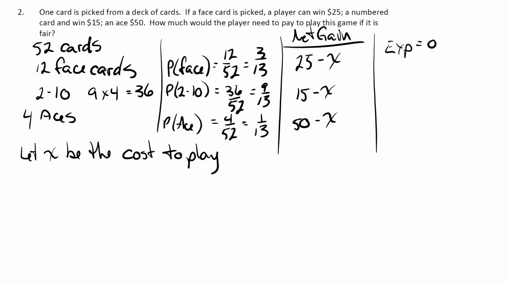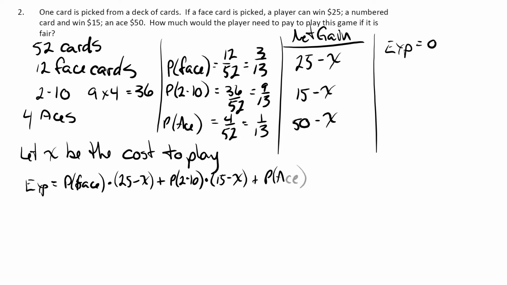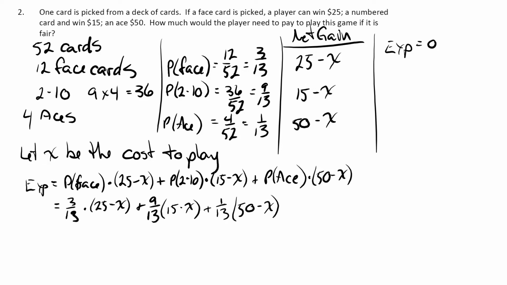Let's go ahead now and set up the equation for expectation. We've got the probability of a face card times the net gain, which is 25 minus x, plus the probability of getting 2 to 10 times the net gain, which is 15 minus x, plus the probability of getting an ace times its net gain, and that accounts for all possible outcomes. Substituting in each of the probabilities, now I'm going to set that equal to 0 because my expectation is 0, and I'm going to multiply by 13 to get rid of my fractions.